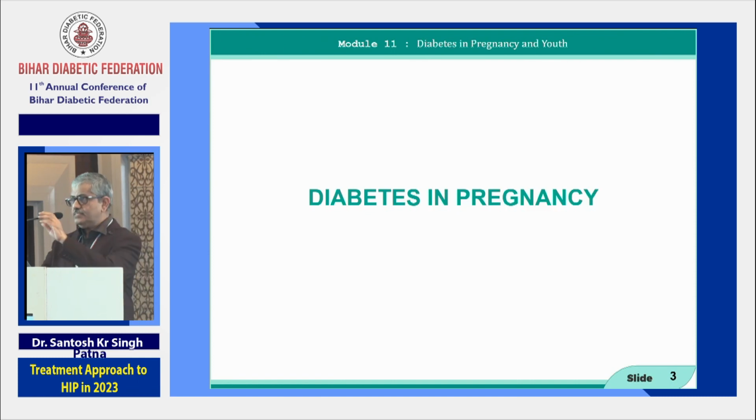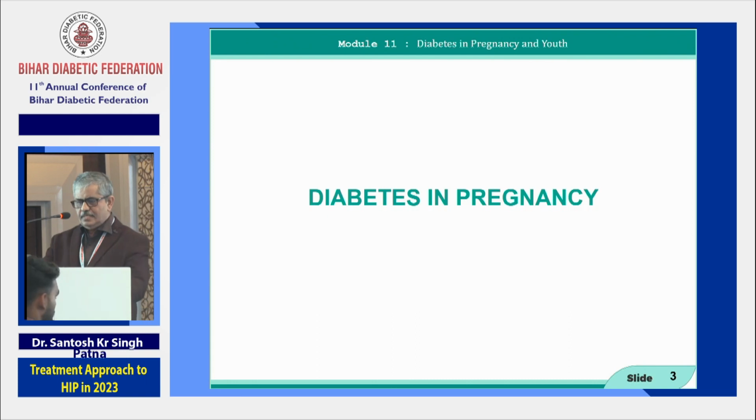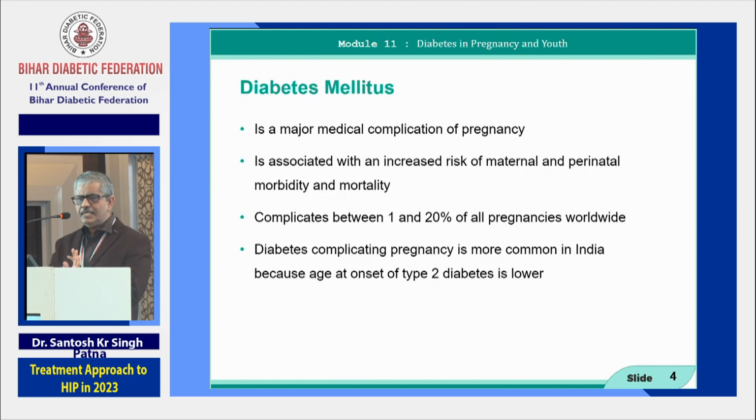Honorable chairpersons, respected seniors and friends, my apologies at the beginning for my inadequacies, if there be any. So diabetes in pregnancy, and this is well known to us. We were having a quiz and the prevalence you can see 1 to 20%, and it depends on the background type 2 diabetes population.